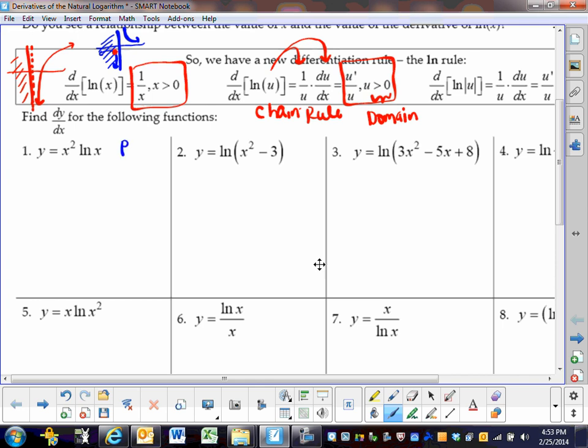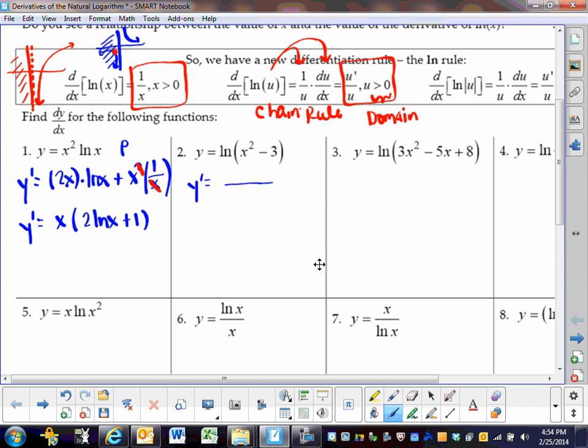Okay, now we're going to practice some to make sure everyone gets the concept and understands what the rules are saying. For the first problem, we have a product. The derivative is the derivative of x squared, which is 2x, keep the natural log of x, plus keep the x squared, and the derivative of natural log of x says to put what's inside on the bottom, which is x, and the derivative of x goes on top. You would see this simplified with x factored out: x times 2 natural log of x, and since this simplifies to just x, we would have plus 1.